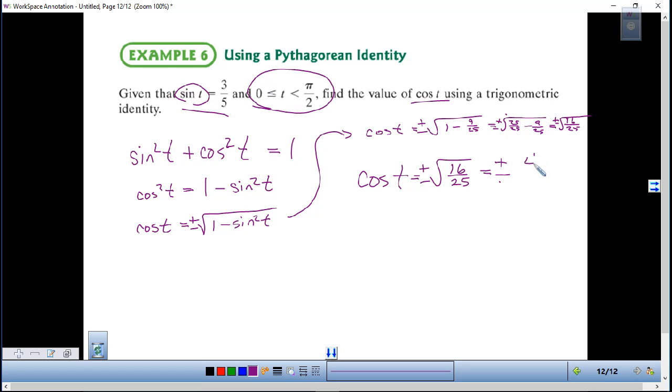And when I take the square root of that, I'm going to get plus or minus. Square root of 16 is 4. Square root of 25 is 5. Now, that's where we look at this part right here. In quadrant 1, from 0 to pi over 2, what do we know about our x and y values? Well, they're both plus, which means that we want the plus part of our 4/5. So for that angle in quadrant 1, with a sine value of 3/5, the cosine value is going to be 4/5.